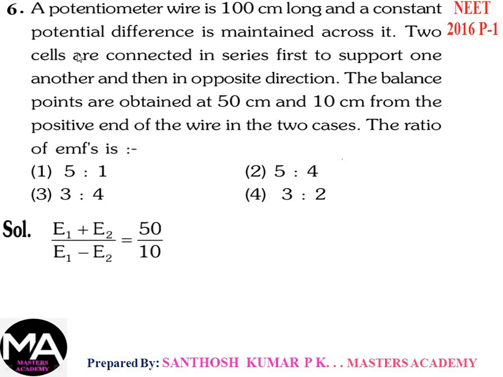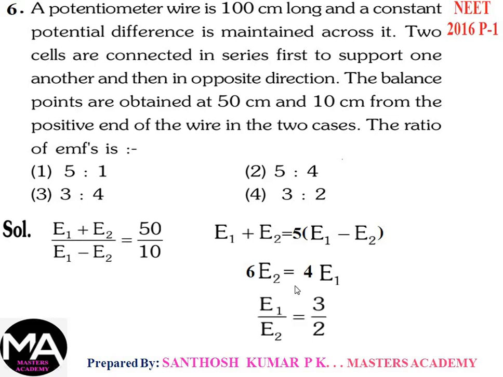We know that in potentiometer, the first case, the two cells are connected in series. Therefore, the total EMF is E1 plus E2. Here, the first balancing point is 50. Next one, the cells are connected in opposite direction. The balancing length is 10 centimeter. Therefore, E1 plus E2 by E1 minus E2 is equal to 50 by 10. On solving, we will get E1 plus E2, 50 by 10 is 5. E1 plus E2 is equal to 5 into E1 minus E2, or 6 E2 is equal to 4 E1. Therefore, E1 by E2 is equal to 3 by 2. The option is fourth one, 3 is to 2.